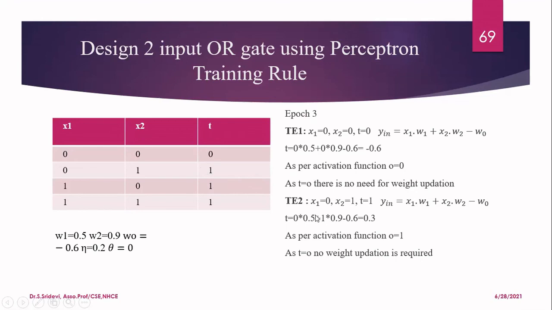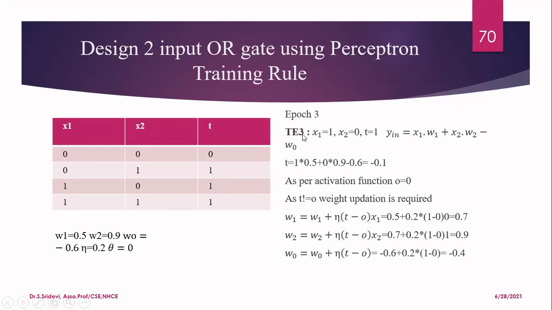Now, let us go to the third training example. I'm taking now TE3. TE3 is nothing but 1, 0. Apply TE3 in this formula. Okay, so you are getting now the value as minus 0.1. Since this is less than 0, the activation function output is 0. But what is the output expected for this one? Therefore, there is no match. When there is no match, you have to update the weight.